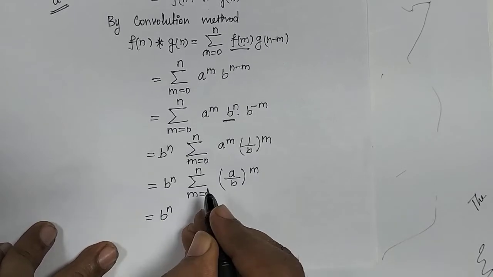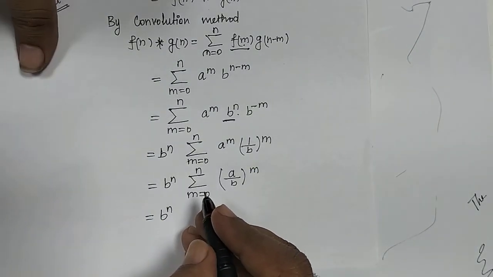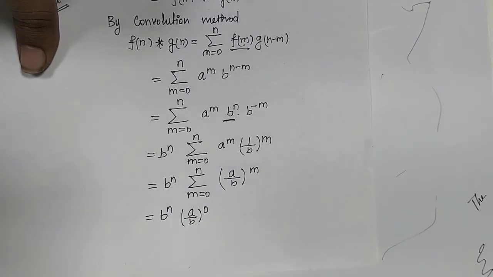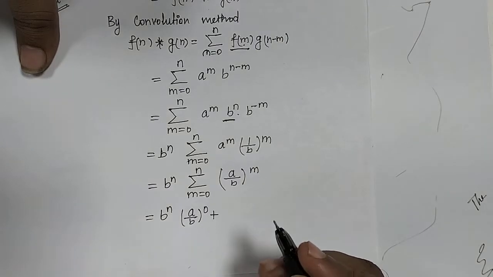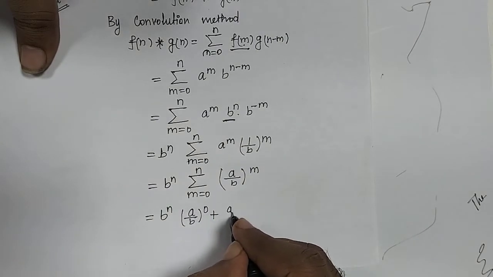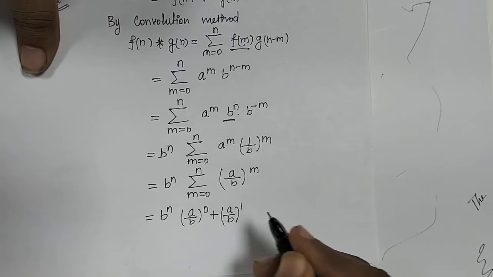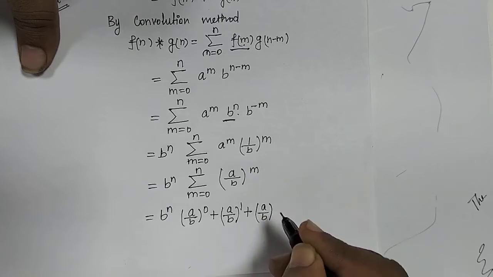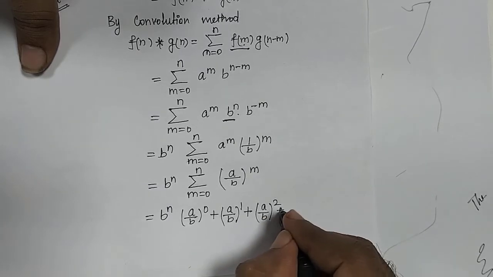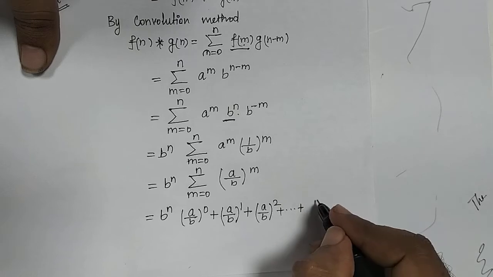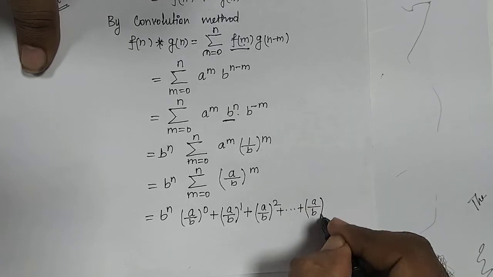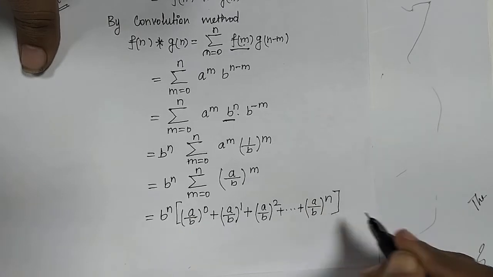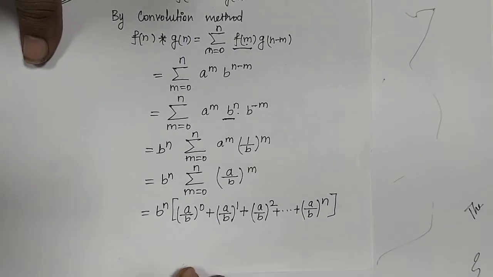So b power n outside, first you can substitute m equal to 0, so a by b whole power 0, plus, the sum represents plus, and you can substitute 1: a by b whole power 1. Next you can substitute 2: a by b whole power 2. Next you can substitute up to n number of times. The final one, a by b, I am going to substitute m equal to n. Here anything power 0 is 1.